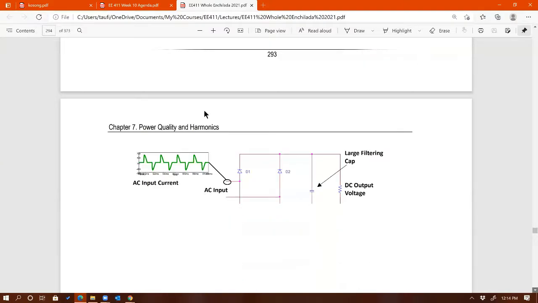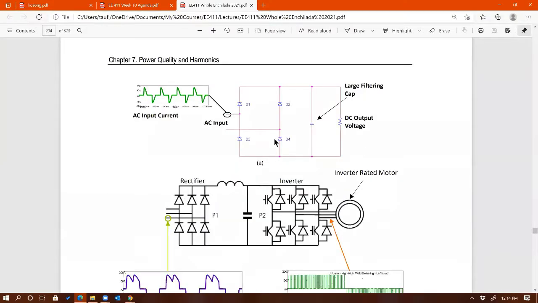Here's an example of a single phase rectifier that has a capacitive output, and it gives you this kind of pulsating input current. It's not a sine wave. So as soon as you see that the waveform is not a sine wave on the AC side, you know that you'll be dealing with harmonics.